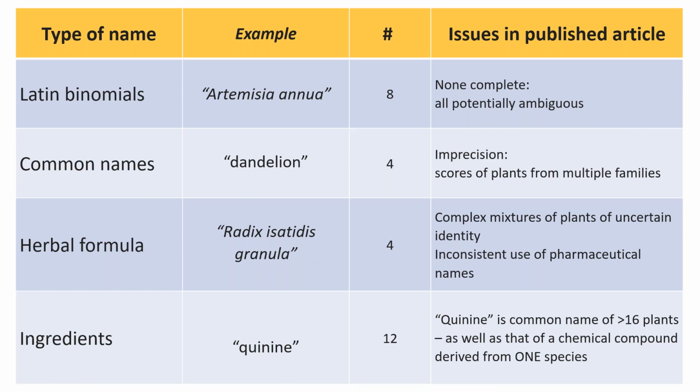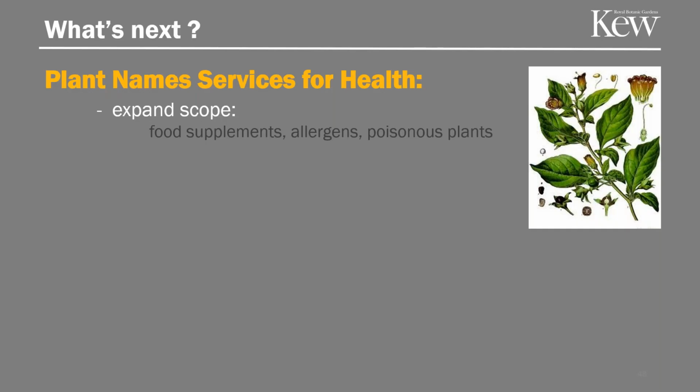They used these herbal formulae written in Latin, but as I've described before, they involve complex mixtures. The identity of the plants is not necessarily sure, and in any event, they are used inconsistently by pharmacists. And then quinine, they refer to, is certainly the name of a chemical, but it is also the common name of a number of different species. It's a minor point, but nevertheless, I believe that people are just not aware of the dangers of imprecise use of this terminology. So where do we want to go now?